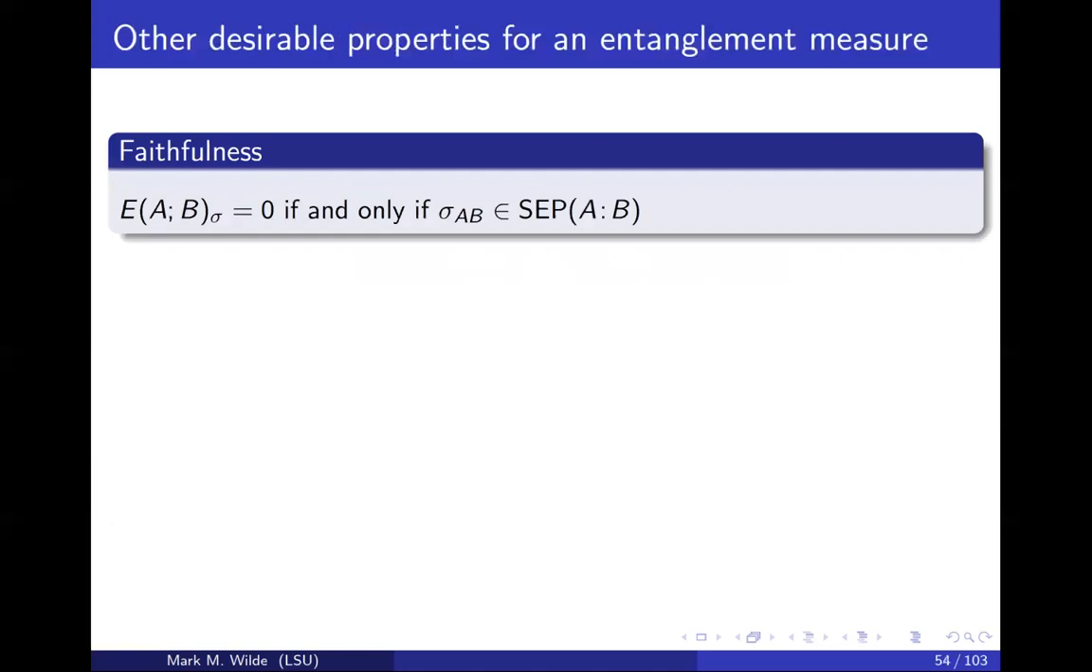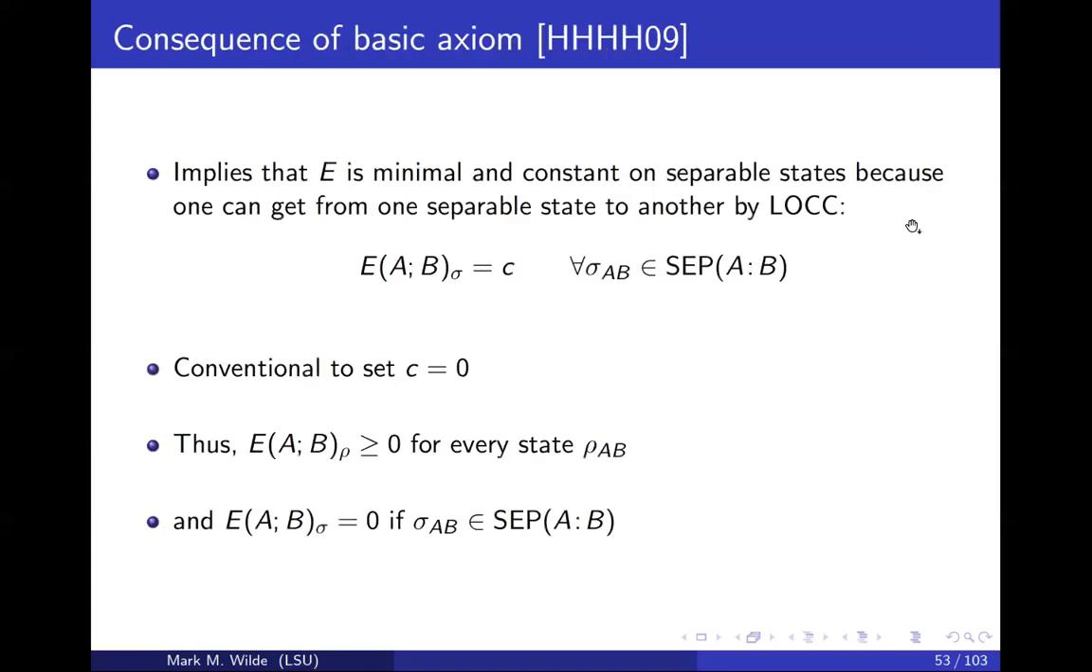What are other desirable properties? You might want more than we just said. You might want the 0 value for the entanglement measure to be if and only if, right? So the entanglement measure is equal to 0 if and only if the state is separable. That would be stronger than the one-way implication we had here.